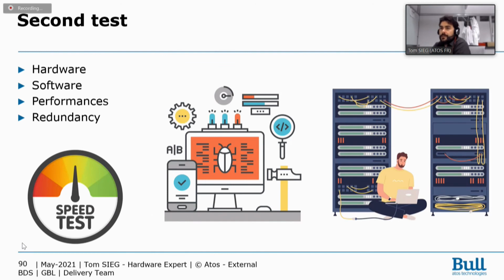The second part of the test is really more interesting. You will be able to check the hardware in the more, I would like to say, difficult situation. So you push your server at 100% usage. You push all your infrastructure at 100% and you see if you lose something.